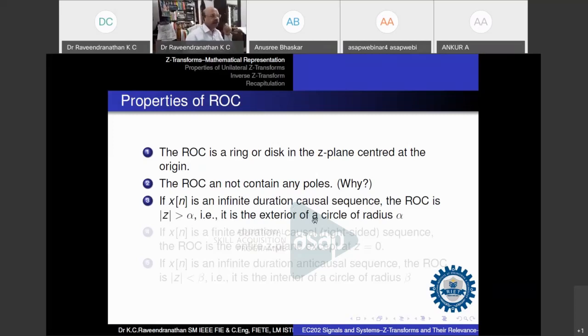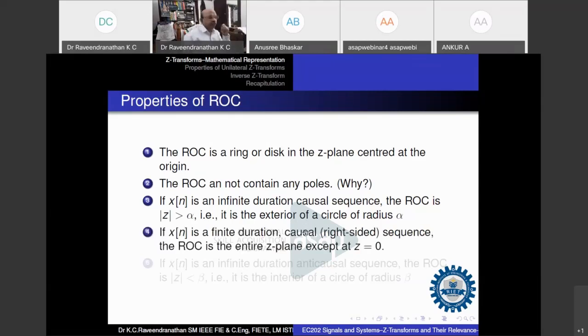Normally this alpha will form part of the sequence, so x of n would be alpha raised to n, something like that. We will come to that question. Then if x of n is a finite duration causal or right-sided sequence, then the ROC is the entire Z plane except at z equal to 0.